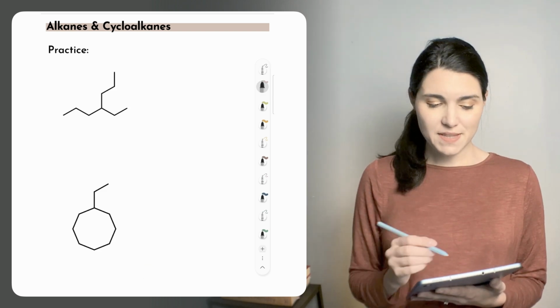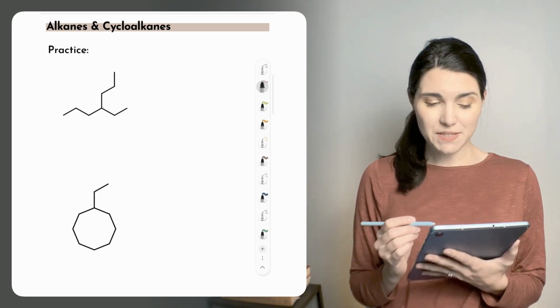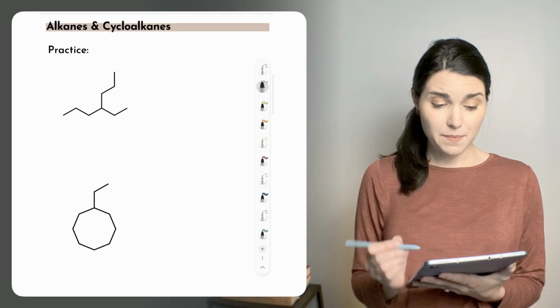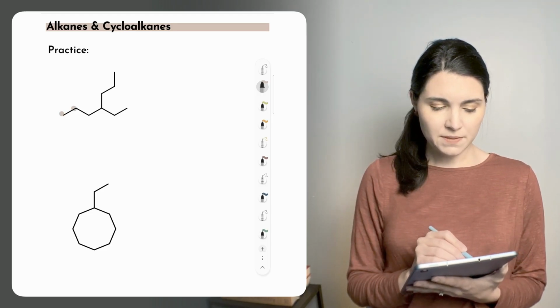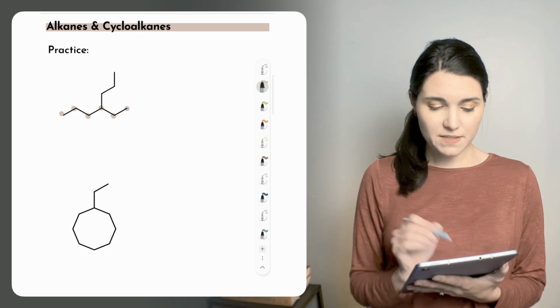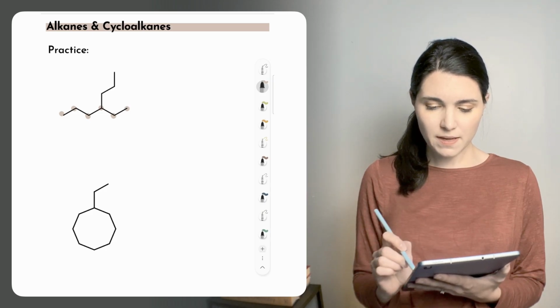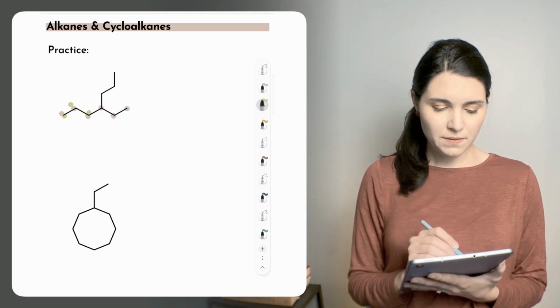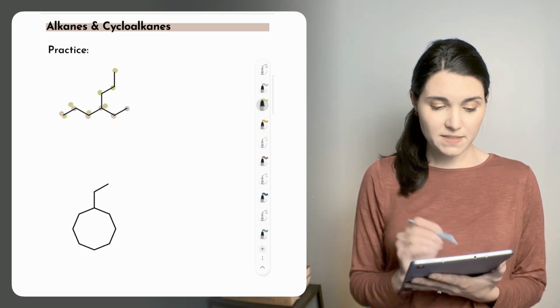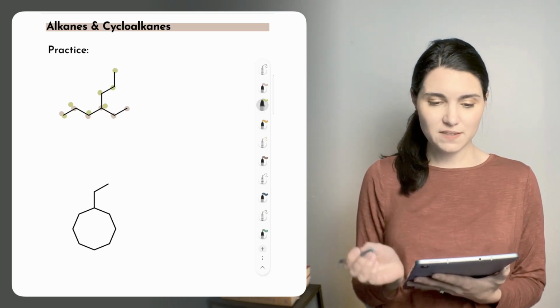Let's do a little bit of practice naming some other molecules like this. Okay, so the first thing with this first molecule that we're going to do is we're going to find the parent structure. So we can count 1, 2, 3, 4, 5, 6 carbons. If we go that way, we could also count 1, 2, 3, 4, 5, 6, 7 carbons if we go that way. So that's the longer chain.